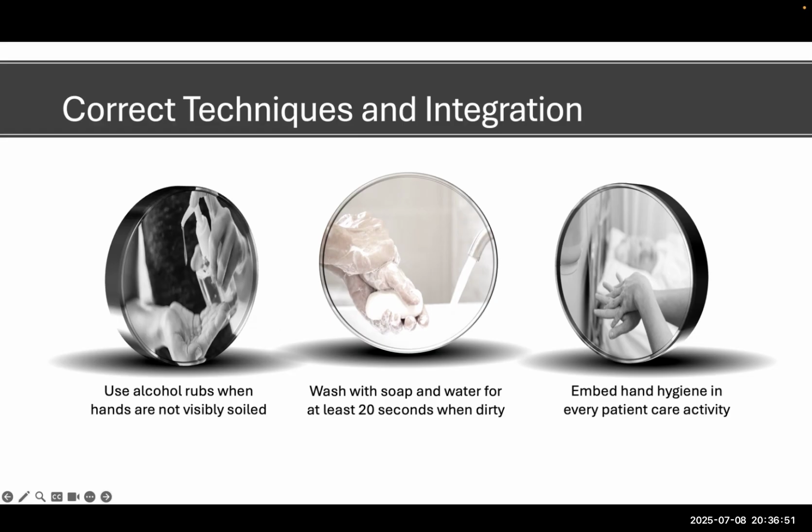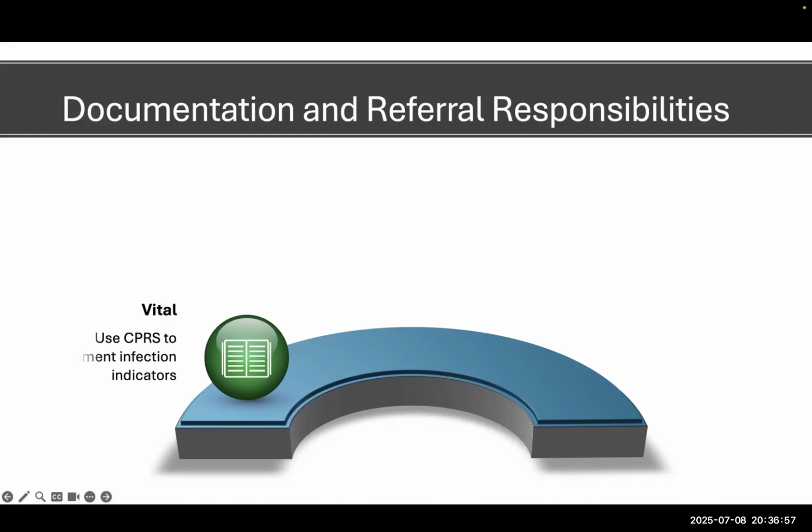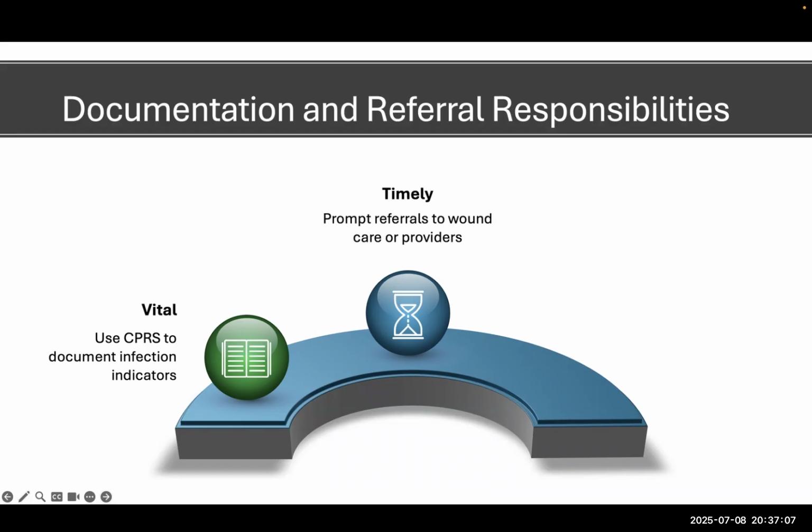Hand hygiene must be paired with accurate documentation. In CPRS, record objective findings: redness, swelling, discharge, or foul odor, promptly and clearly. These notations aid in clinical decision-making and validate timely referrals to wound care nurses or providers.